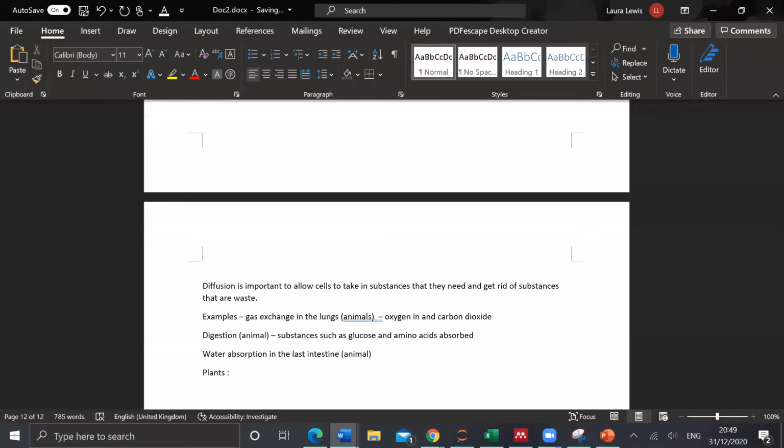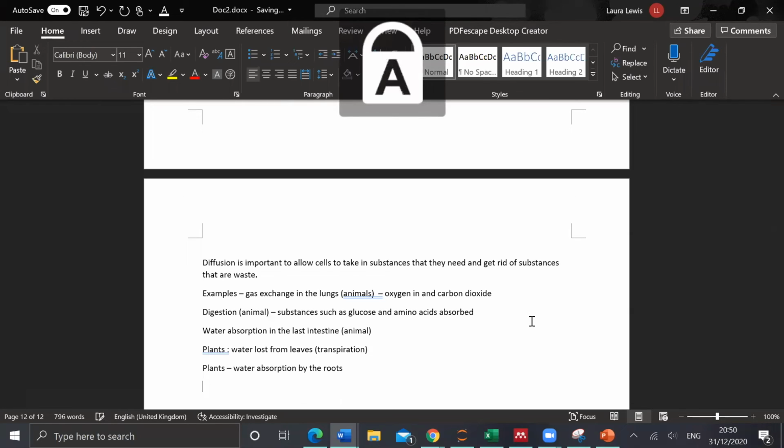Then we get to plants. We just talked about this, so it's fresh in our memory. Water loss from leaves, transpiration. So plants. Water absorption by the roots. And we had plants again: mineral ions absorbed by the roots.